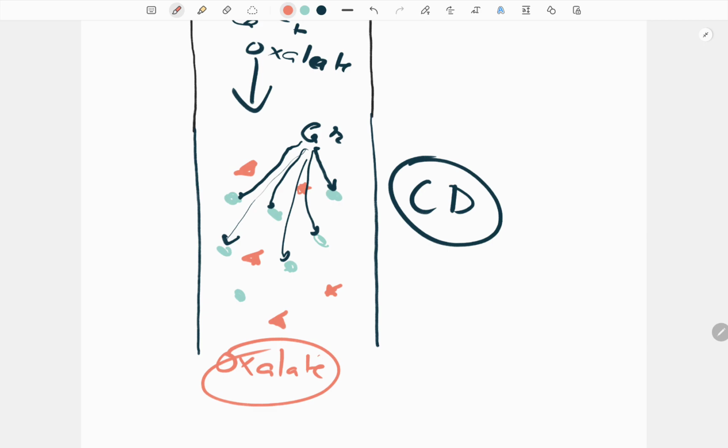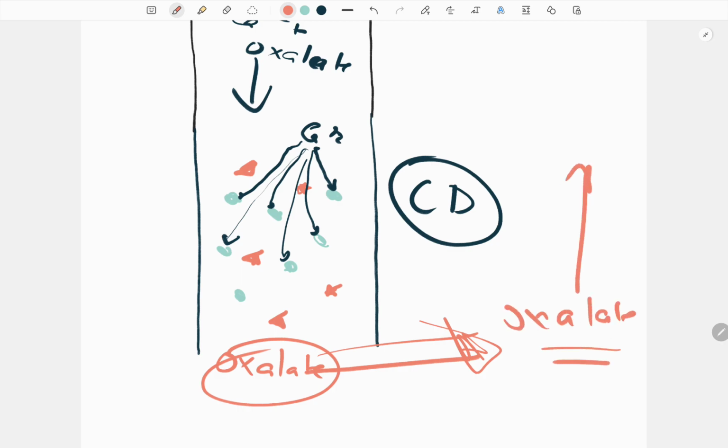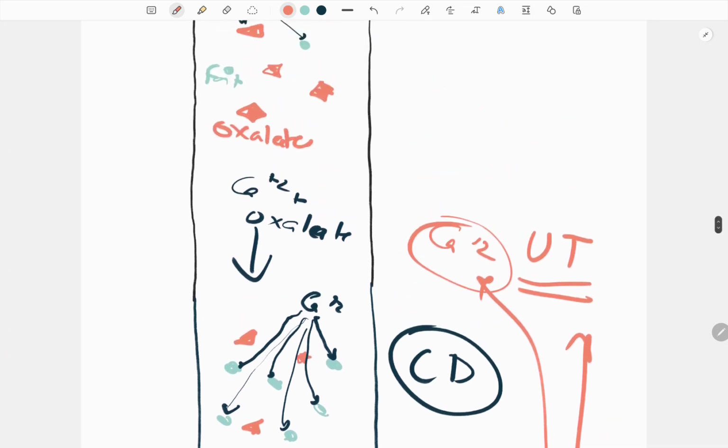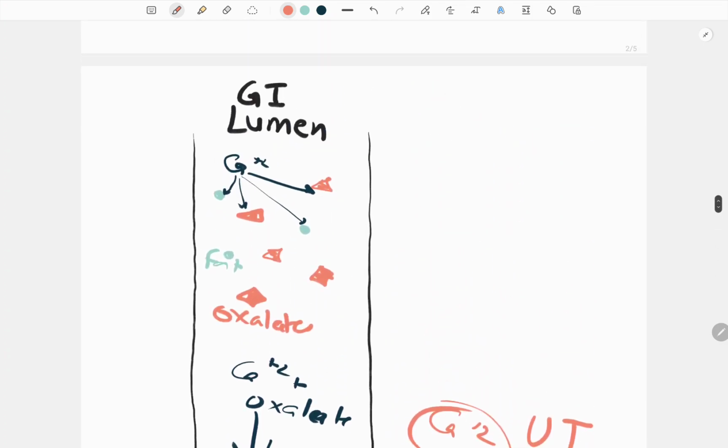So what happens? There will be increased reabsorption of the oxalate into the blood, and this oxalate will then go into the urinary tract, and in the urinary tract it will bind to calcium, and it will form the calcium oxalate stones. So this is the mechanism of how Crohn's disease can lead to calcium oxalate stones.